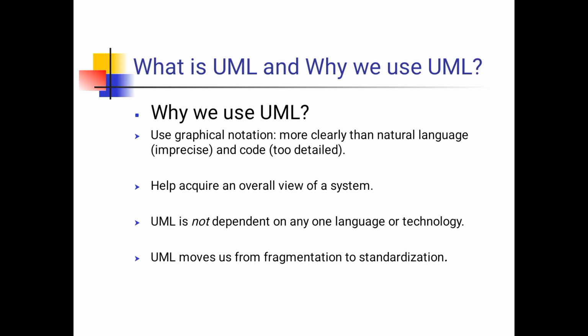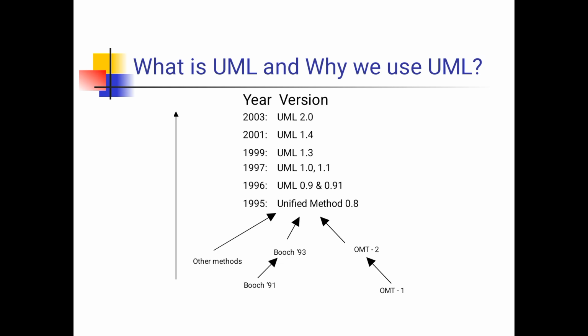UML uses graphical notations that are clearer than natural language and code, and help acquire an overall view of a system. UML is not dependent on any one language or technology. UML moves up from fragmentation to standardization. UML versions: the 2003 version is UML 2.0.